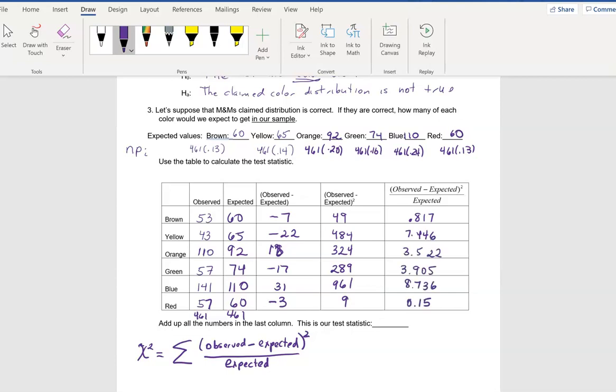Finally, you're going to take all these components, they're called chi-squared components, and you're going to add them up. And you get 24.576.